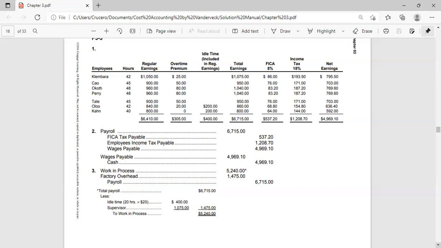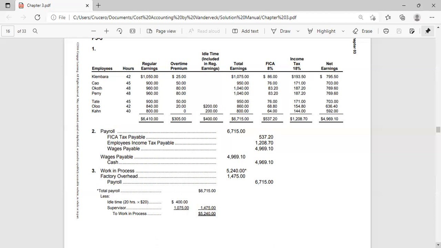5,240 will be distributed to work in process. That's for direct labor. Total gross earnings, 6,715. And then we deduct the idle time of 400 because, as stated, it should not be charged to the job. So we now have to deduct the 200 of each worker. There are 2 of them.